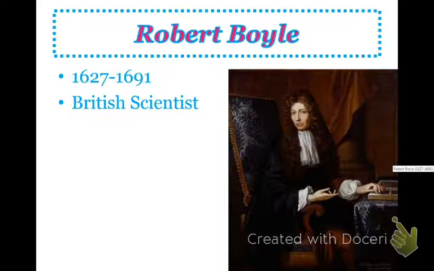And so Robert Boyle, you're going to find out, had a lot of contributions to chemistry in general. He was a scientist that was around 1627 to 1691. He was a British scientist. And so one of the contributions that he had was that he obviously gave us this gas law.